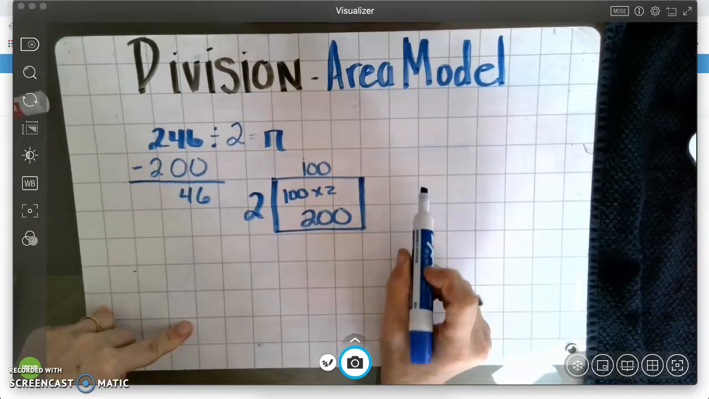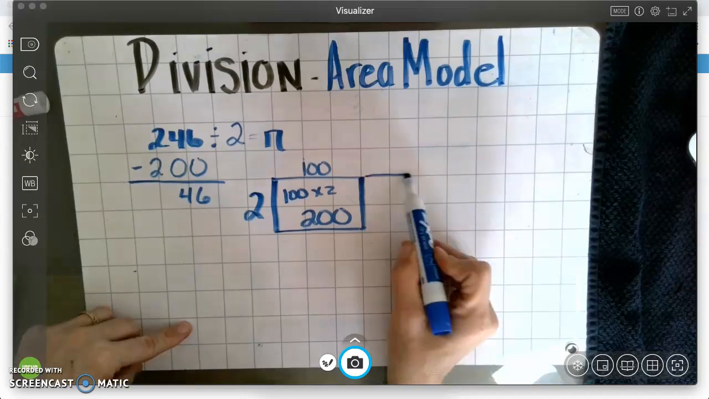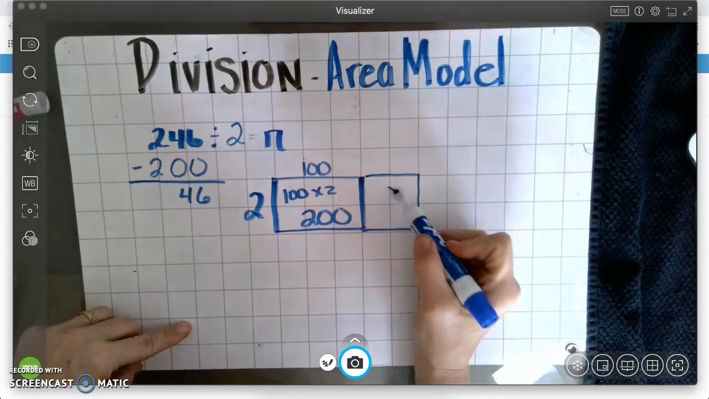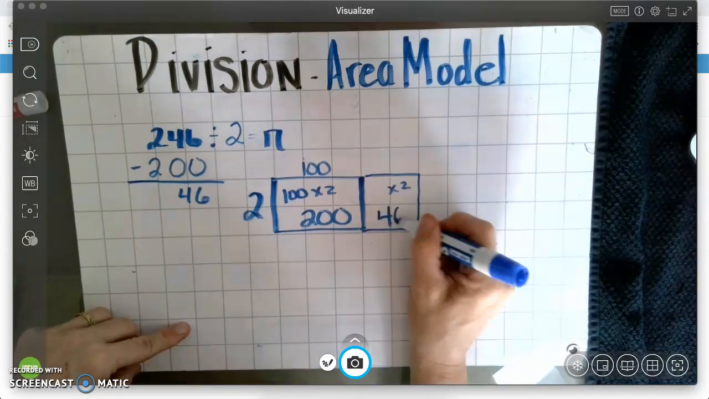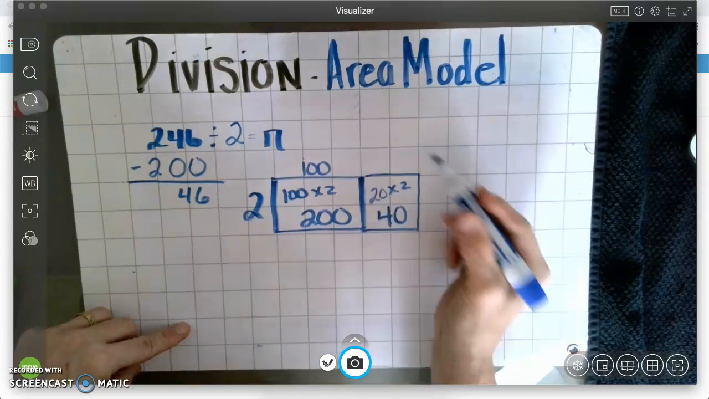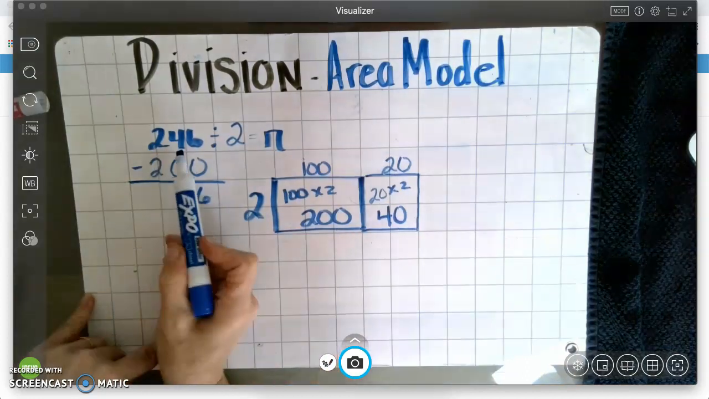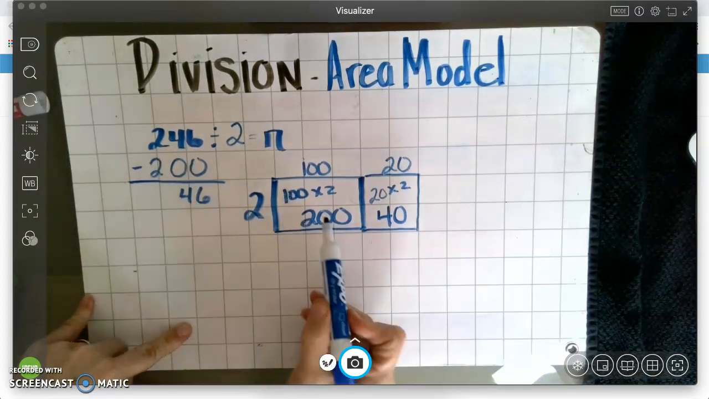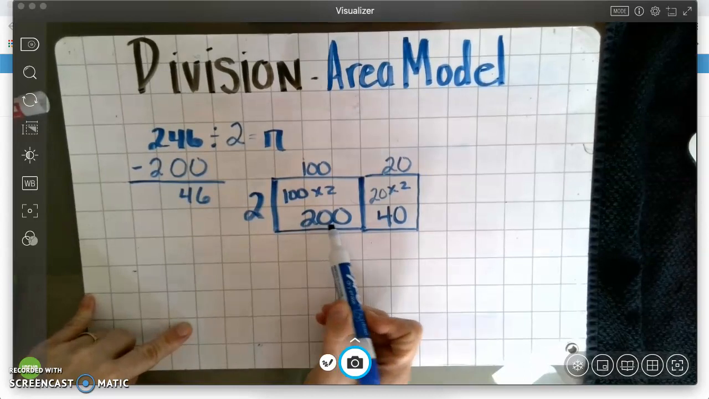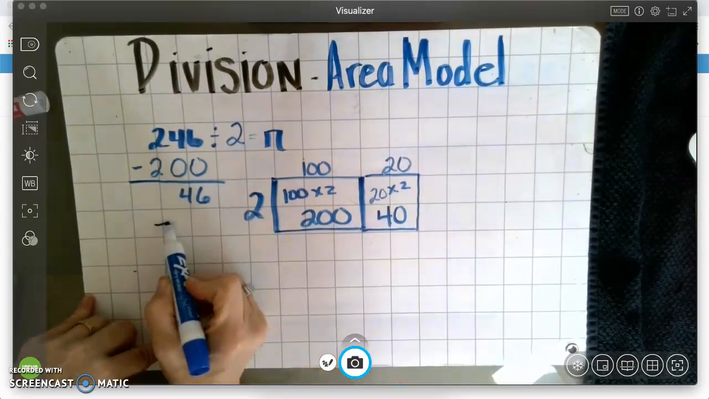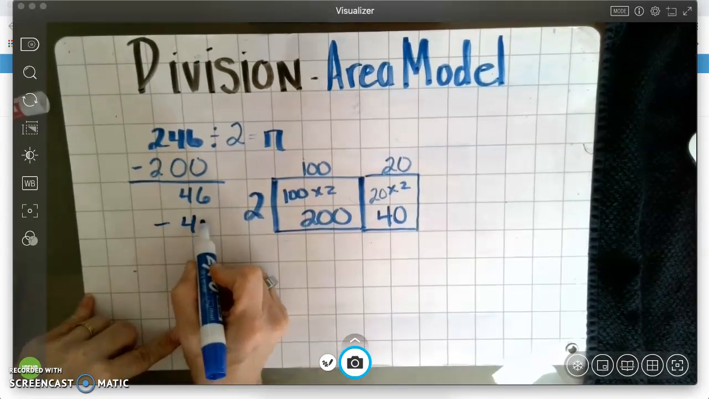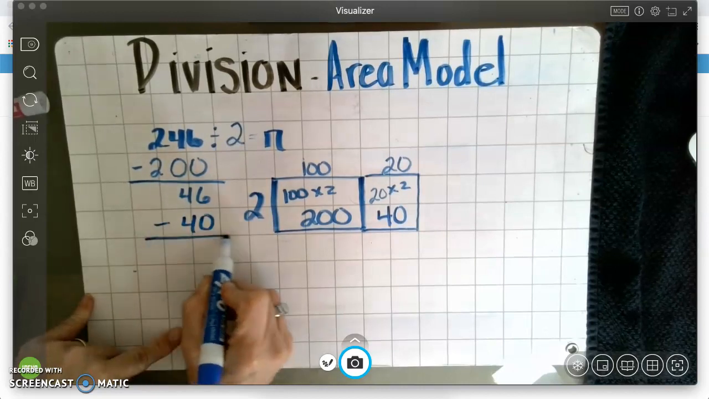Okay, so how many groups of 2 can I make to get to 40? I believe that would be 20 groups of 2. Okay. So out of my 246 tiles, I put 200 in the first section. I put 40 in the next section. So I'm going to get rid of the 40 that I have already used.